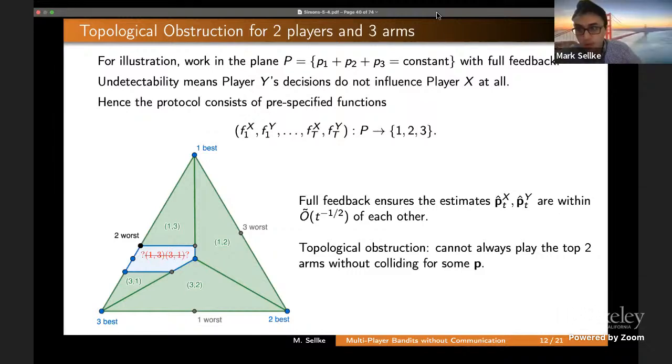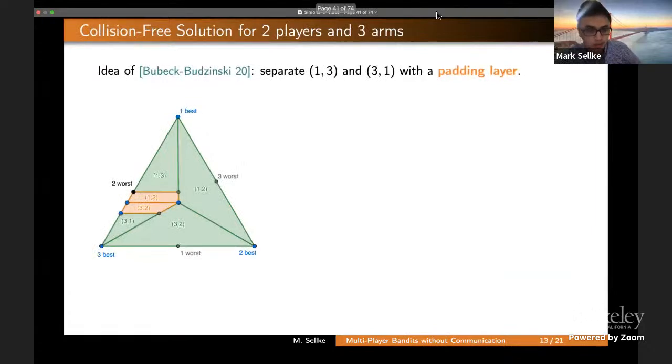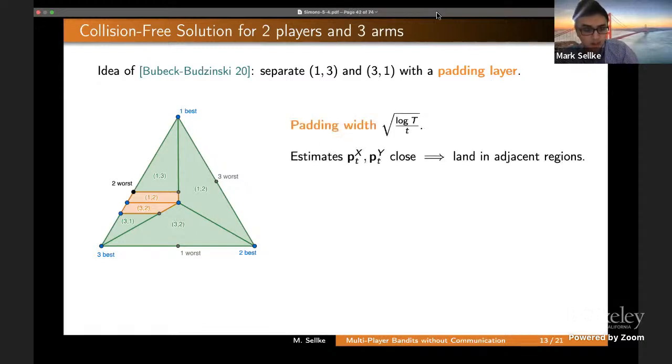So here's what you can do to avoid collisions. This is an idea of Sebastien Bubeck. What you do is you break this topological obstruction by putting some padding here. That's shown in orange. We're going to intentionally play this bad action 2 when our estimates of p are in this padding. It's going to sometimes make us make bad decisions, but it's going to prevent collisions because we just have to make the padding wide enough so that we're never on opposite sides of the padding.